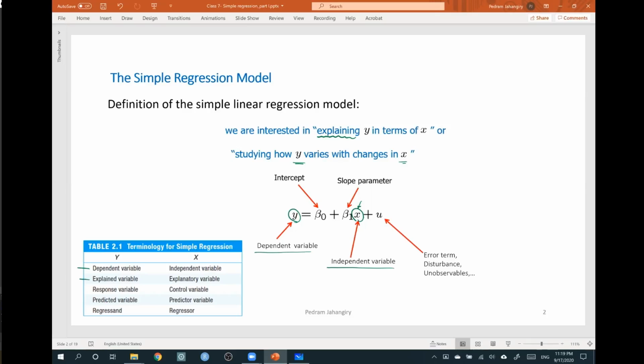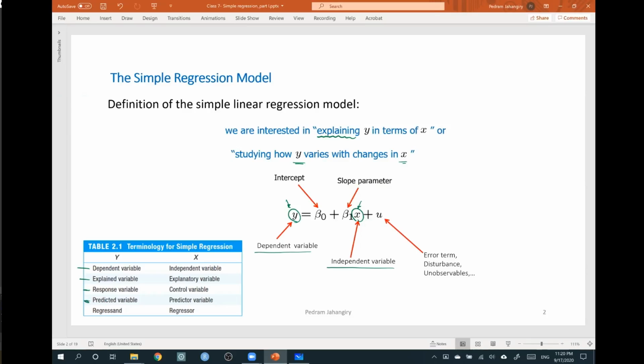Sometimes we call it explained versus explanatory variable. So we're trying to explain y, and x's are explanatory variables. Sometimes we call it response variable versus control variable. In econometrics, this is also very common. People tend to call these x variables control variables. These are different names. It really doesn't matter how we call them, but just remember, this is the way that we distinguish them. These are just simple names.